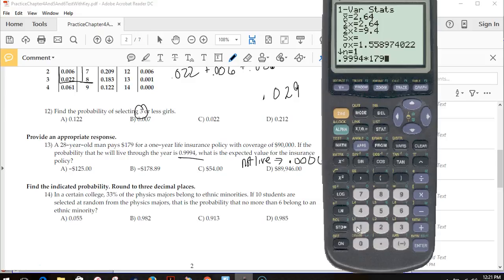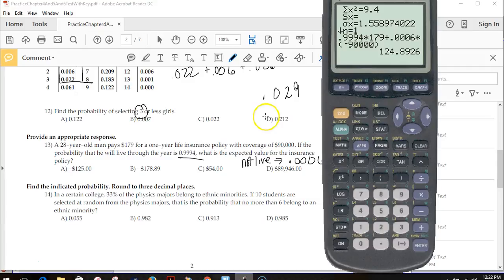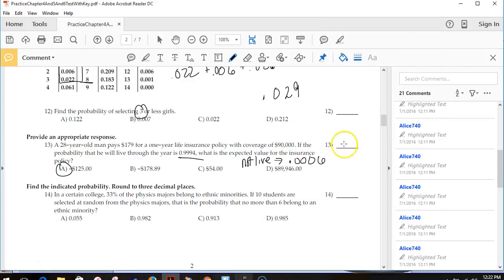0.9994 chance that they get to keep the $179, but that's not the full story. There is also a very small chance, 0.0006, that they're going to have to pay out $90,000, which is bad news for them. Well, I suppose it's bad news for everybody, because then that $179 is not going to cover the $90,000. They're going to have to take a loss. So the expected value is not just how much will I be able to keep, but I also have to take into consideration the chance that they may not survive the year and I have to do the payout. And $125 is what we're looking for. So A.